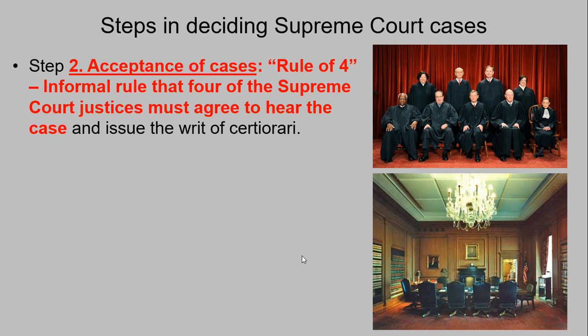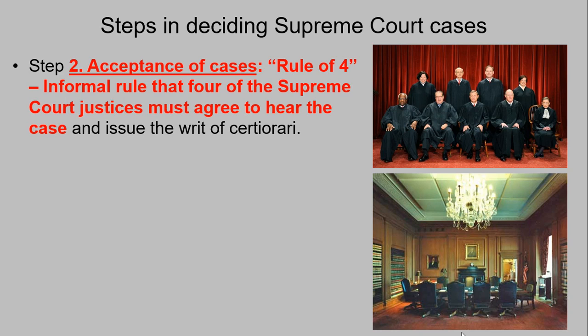All right, now step number two: acceptance of the case. Again, they get 8,000 requests for cases heard per year. They only take about 70 to 80 per year. How do they decide which ones to hear? Well, they sit in their conference room. Here's a picture of the conference room at the Supreme Court building. There's 9 desks. They sit around the table and they talk about it.